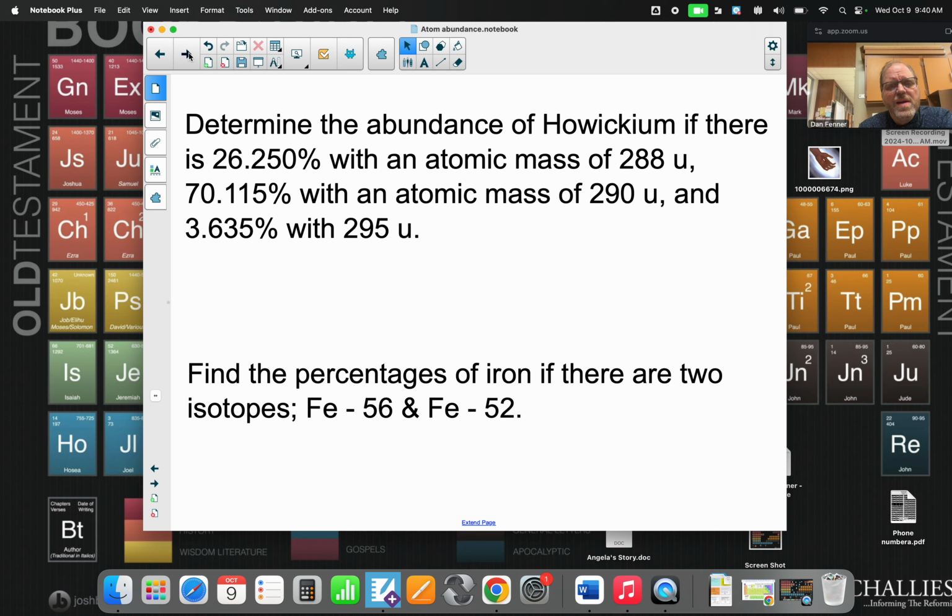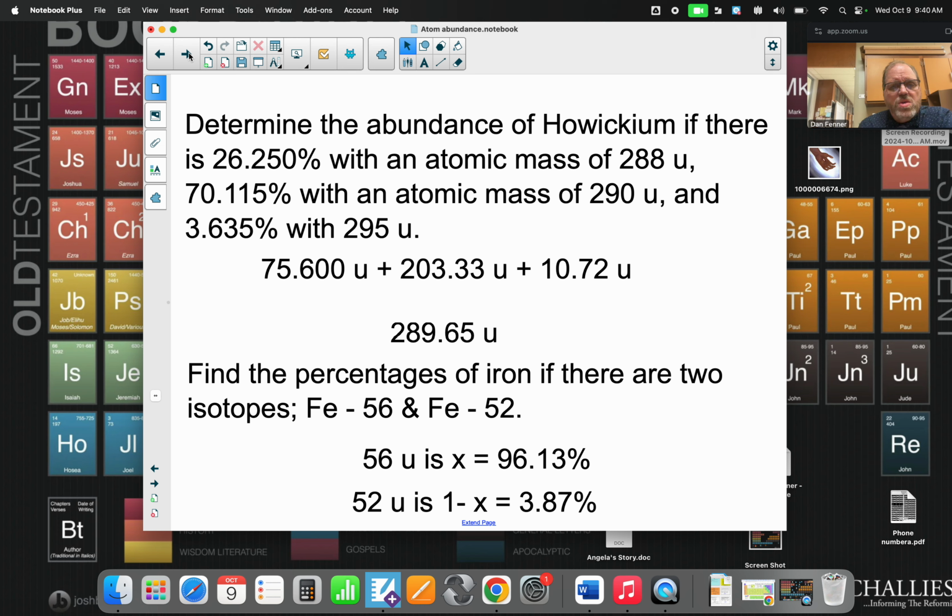They are, so 289.65 u is my answer for the first one. And we have 96.13% for 56 and 3.87% for 52. Hopefully this wasn't too bad.